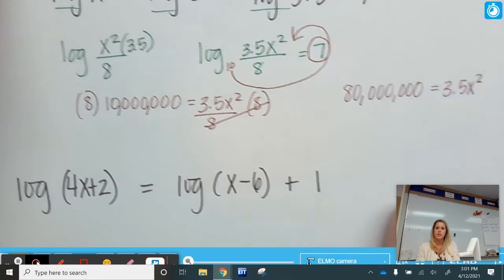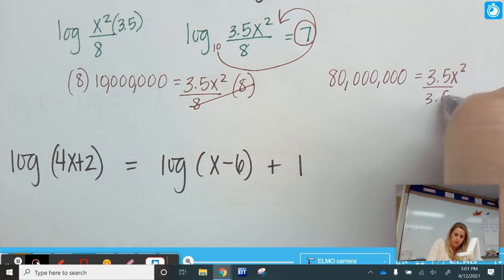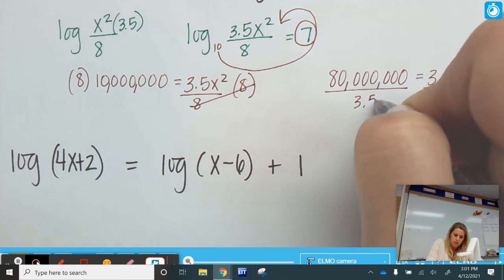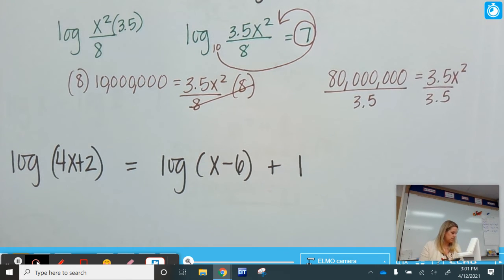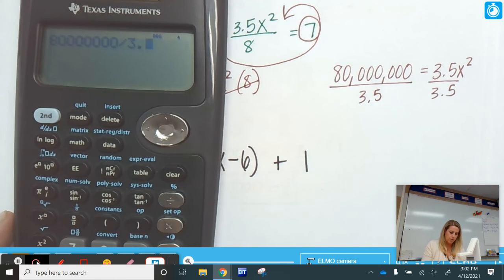Okay, let me move that over so you can see it. We got two more things to do. We got to get rid of the 3.5. We got to get rid of the x squared. So I'm going to divide by 3.5. So let's do this. 1, 2, 3, 4, 5, 6, 7. Okay, so I'm going to take that and I'm going to divide by 3.5.